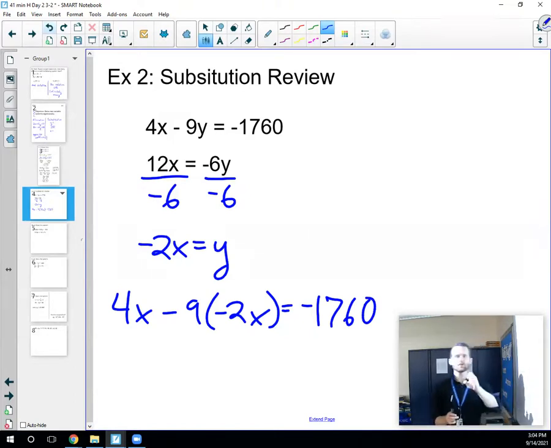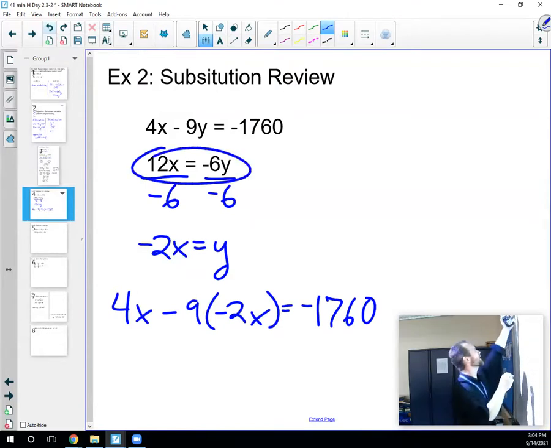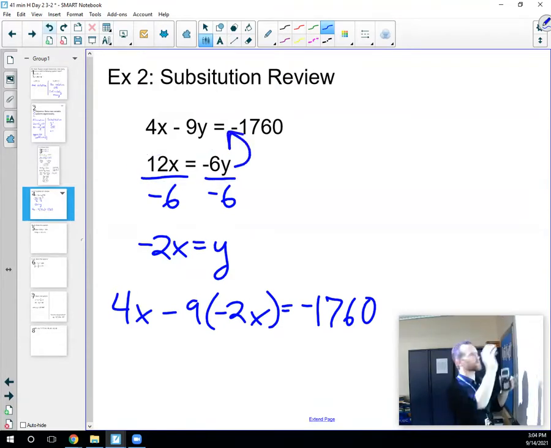Now, some students ask a good question at this point. They say, oh, okay, wait a minute. So does that mean we always have to solve the second one and then plug back into the first one? No.